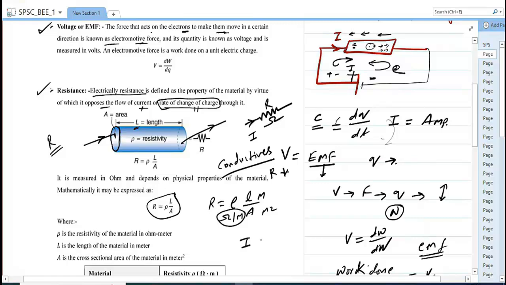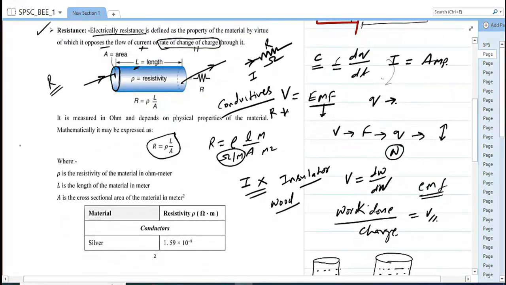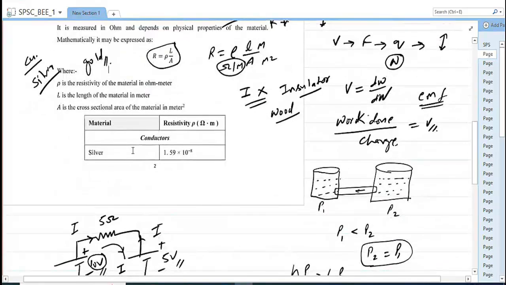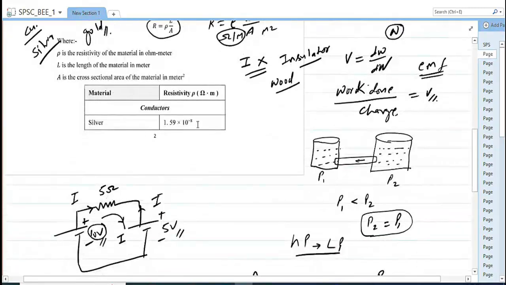If any material does not allow the flow of current through it at all, that material lies under the category of insulator. What are the examples of insulator? Wood, porcelain. And examples of conductor? In our homes, inside the wire, there are copper wires. Sometimes we see silver wires, and gold is also a good conductor of electricity. In this table you will find several materials with their resistivity.